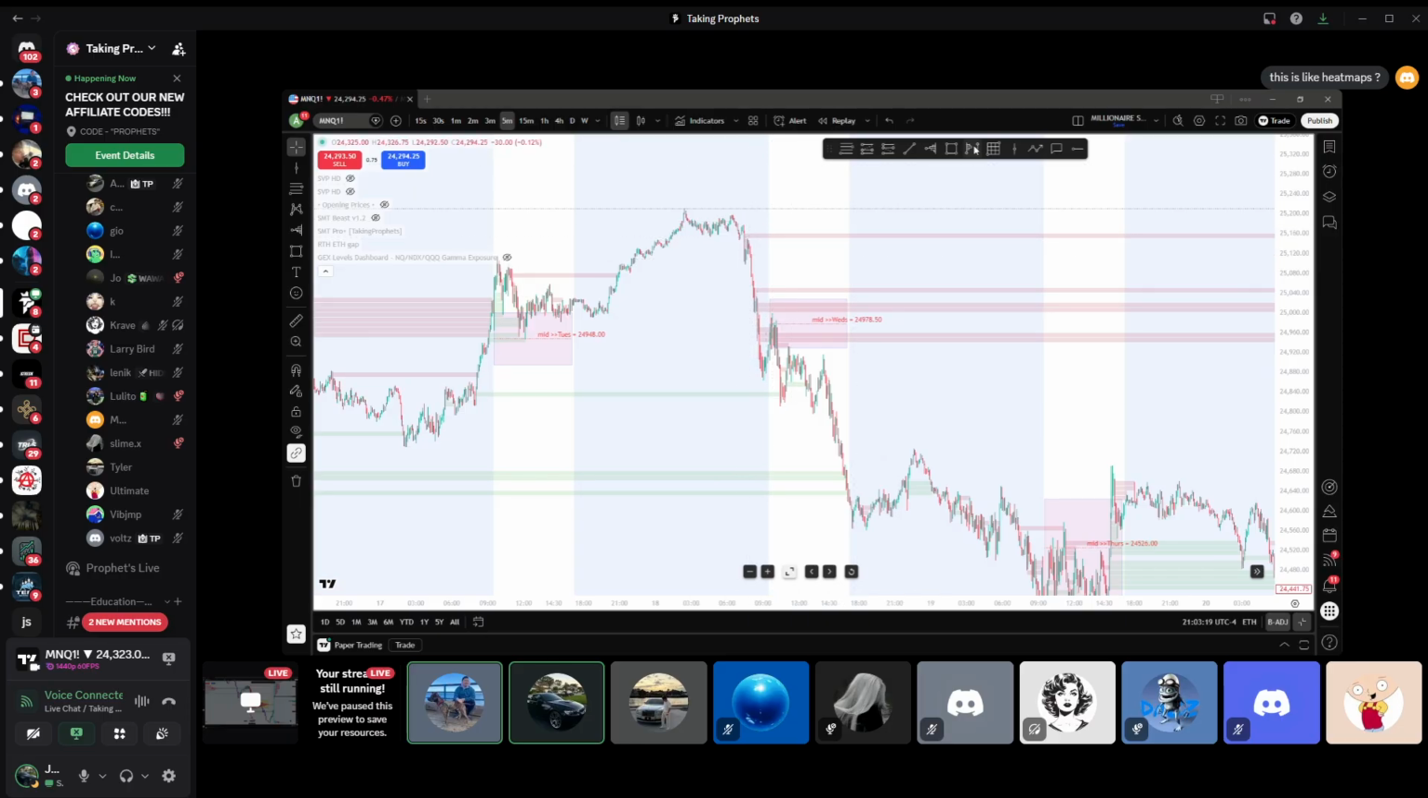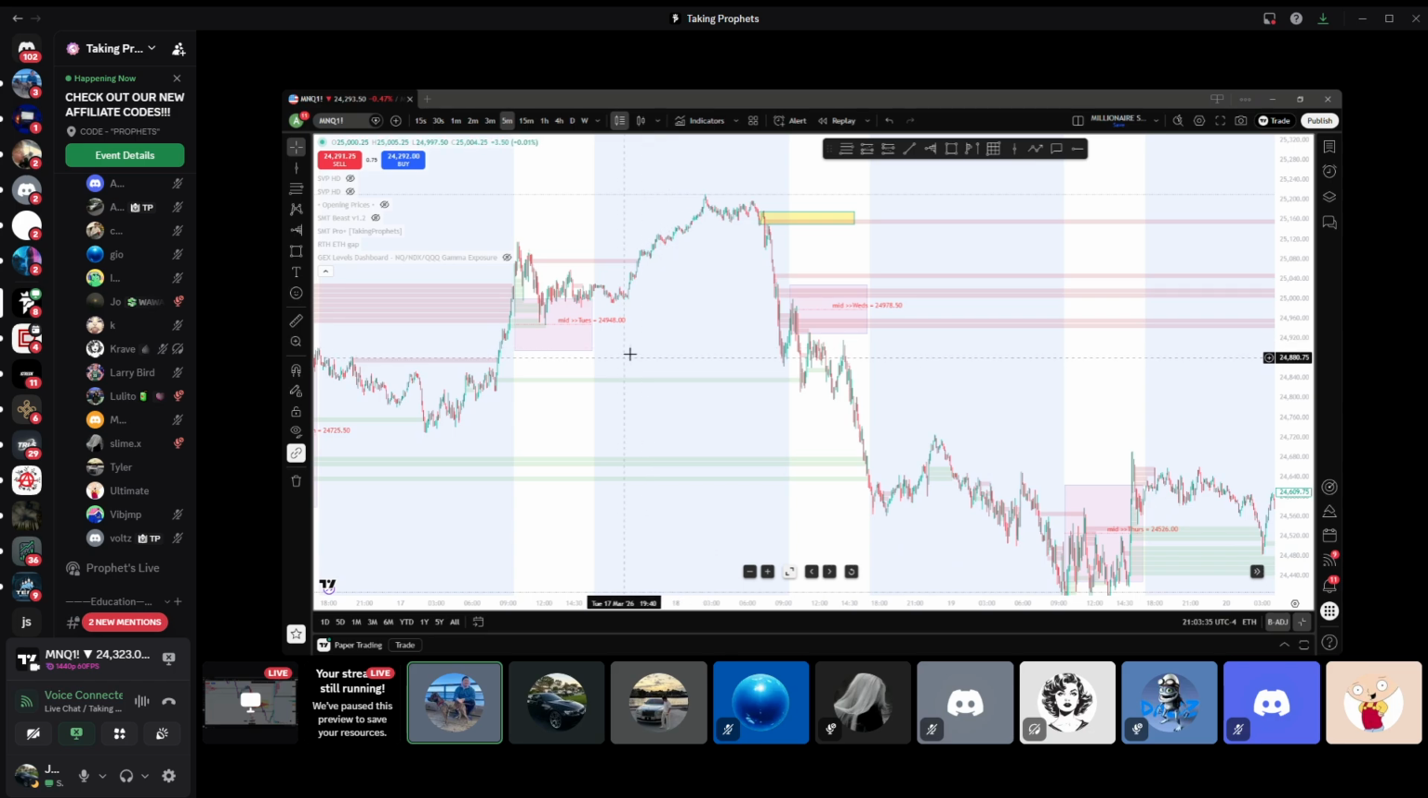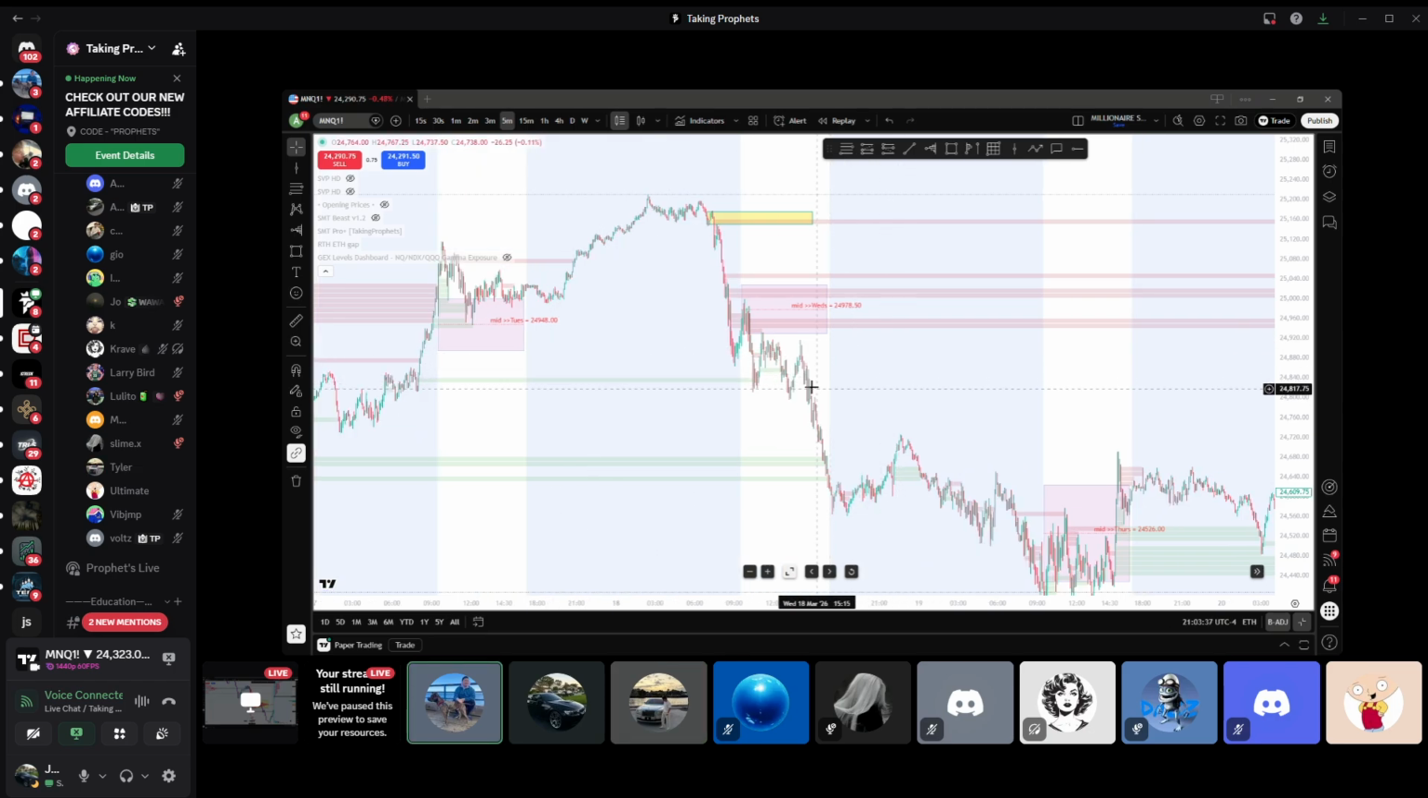Same thing here. You have your fair value gap, or you have your order block, and what does it align with? Your order block aligns with this stacked imbalance, which has a higher probability than an order block that doesn't have an imbalance in it. Like this one right here doesn't have an imbalance till over here. Stuff like that.